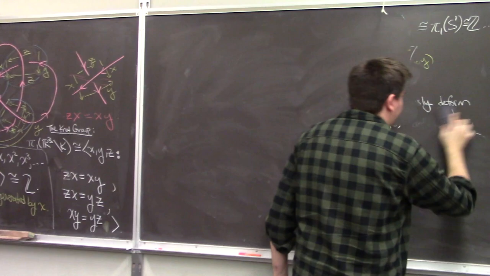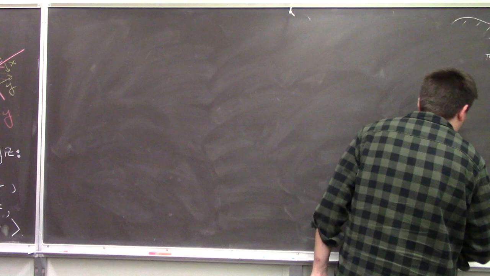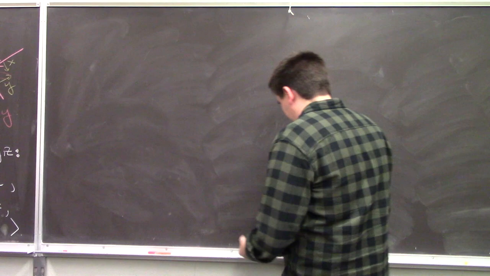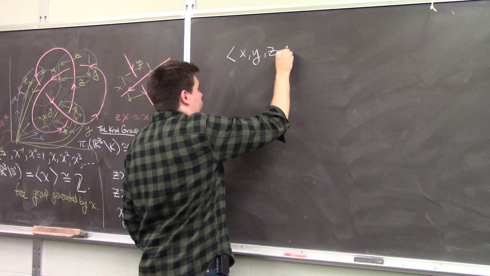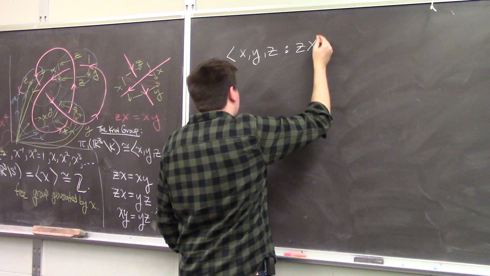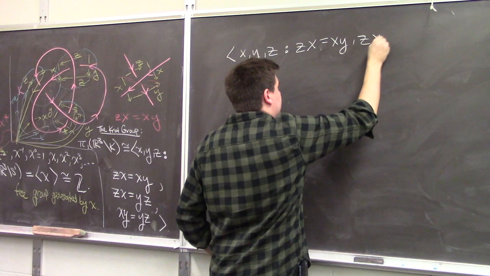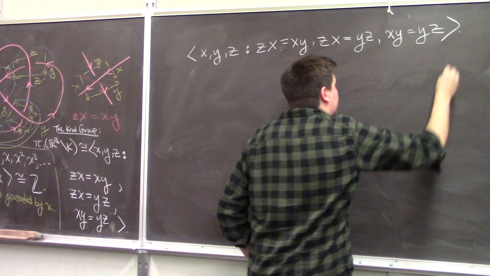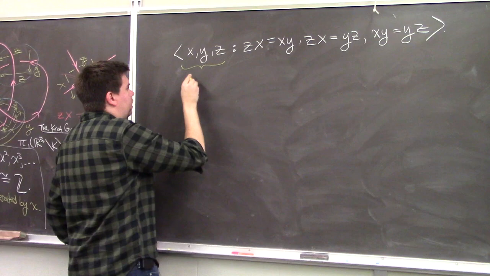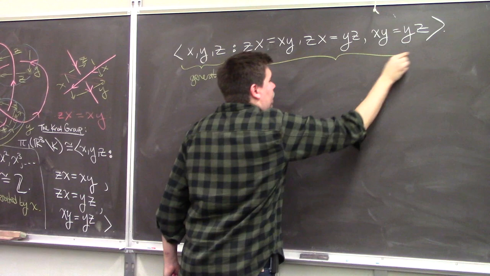So that's called a presentation for the group, a way of listing the generators and relations. So I'm just going to put down my group presentation. So it's X, Y, Z with the relations ZX is XY, ZX is YZ, and XY is YZ. Isn't that inferred from the other two? Good. So let's get to that in a second. These are called my generators. These are called my relations.